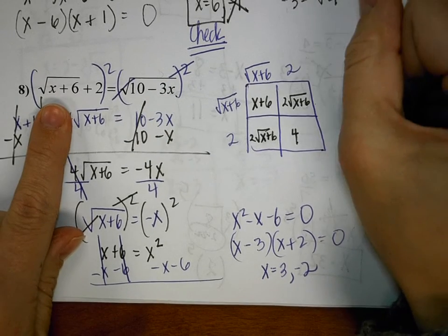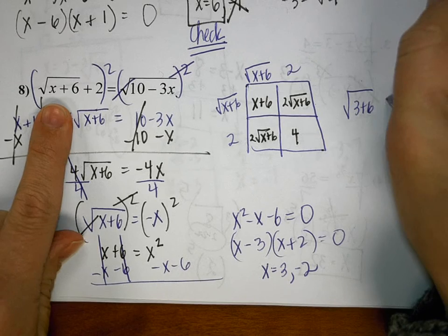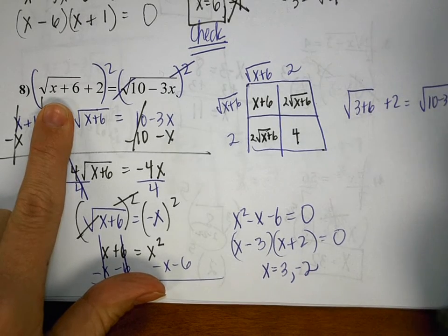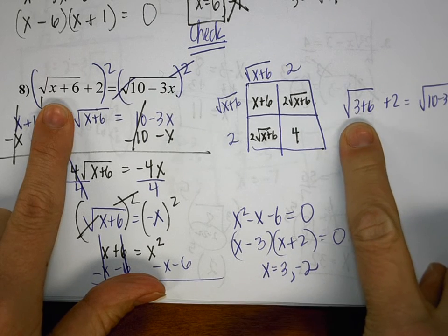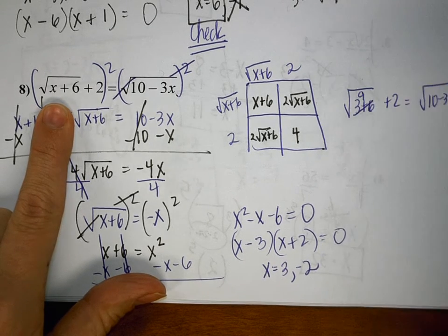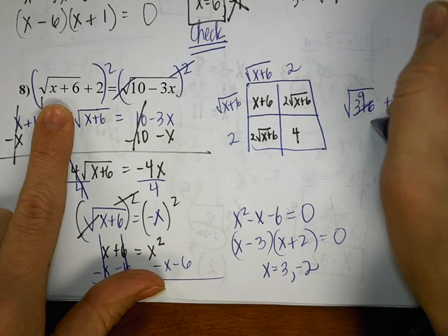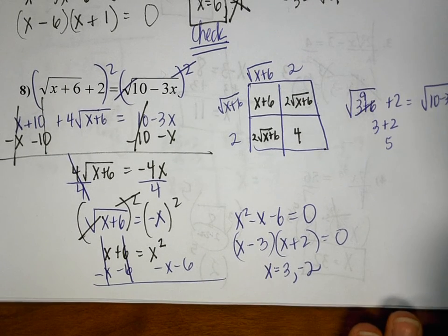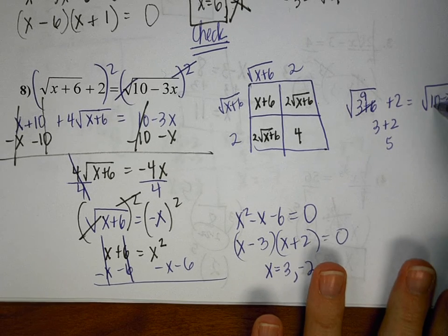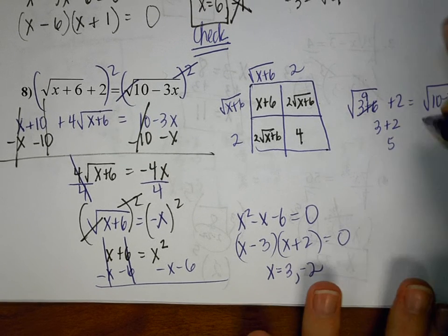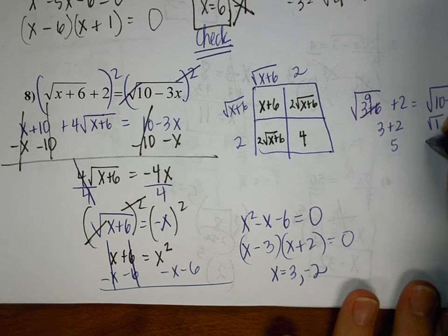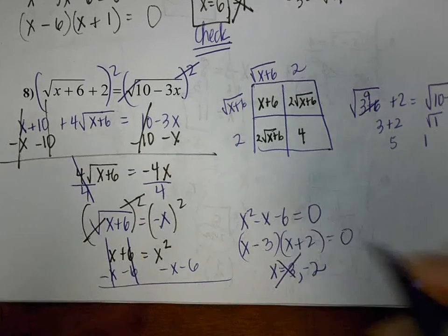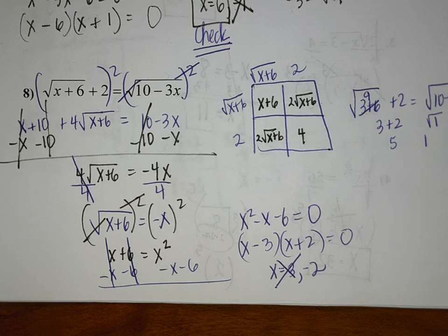You have the square root of 3 plus 6, and then you have plus 2 equals the square root of 10 minus 3 times 3. What's 3 plus 6? 9. Okay? What is the square root of 9? 3. And then we have 3 plus 2, which makes 5. Over here, what's 3 times 3? 9. What's 10 minus 9? And what's the square root of 1? 1. So did 3 work? No. 3 is out. So I'm assuming that negative 2 probably works, but you should double check it.